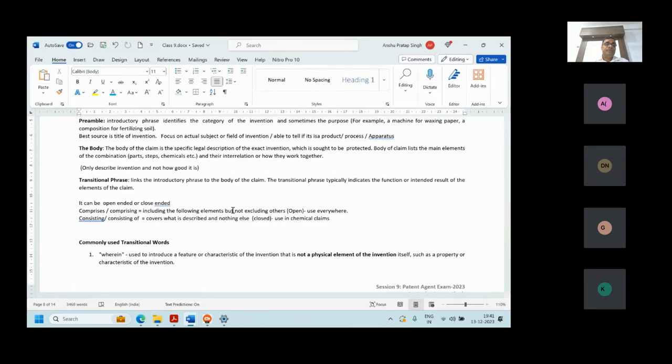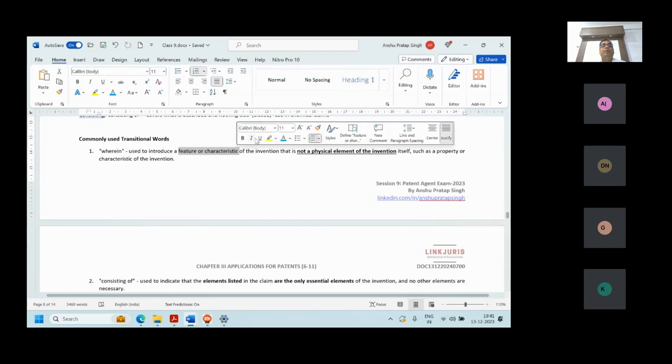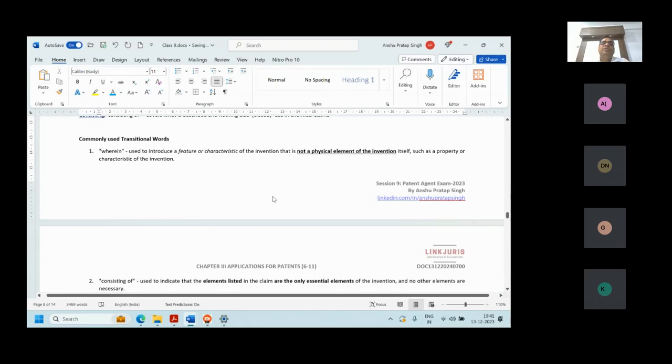Okay. Now, wherein. When should you use wherein? Wherein is used to introduce a feature or characteristic of an invention which is not a physical element. When I'm not talking about a physical element of an invention but describing a feature and characteristic, then I use wherein. But it should not be a physical element of the invention itself.